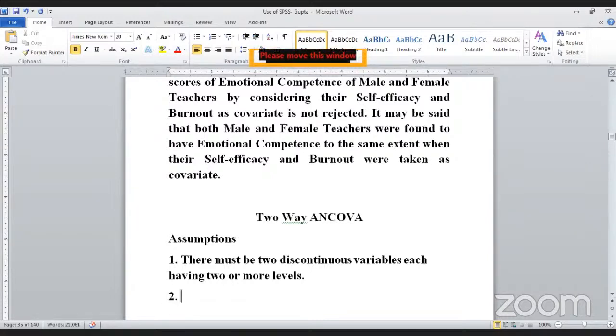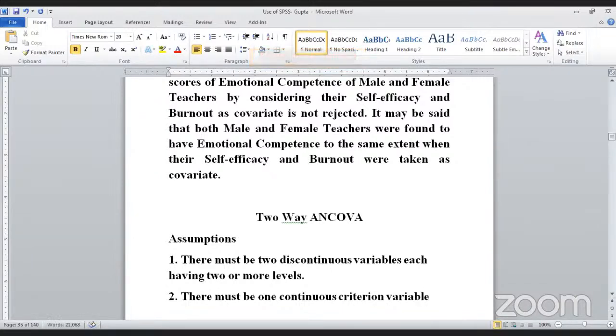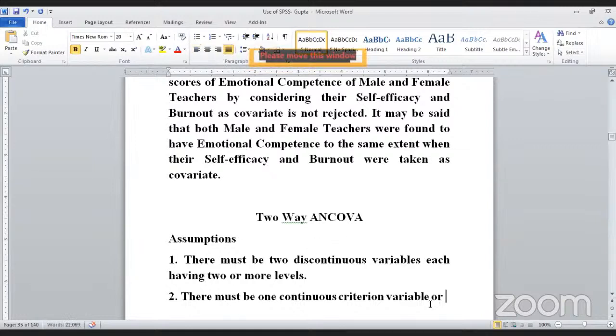Then another is, there must be one continuous criterion variable or dependent variable. If it is survey research, it will be the criterion variable. If it is an experimental study, it will be the dependent variable.